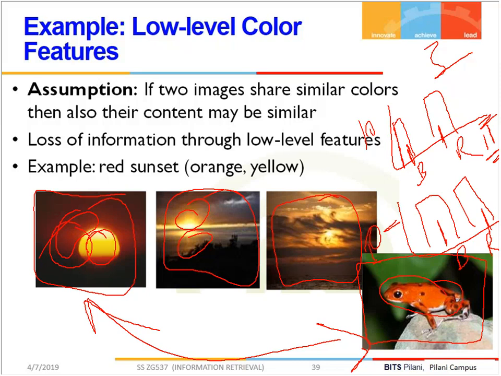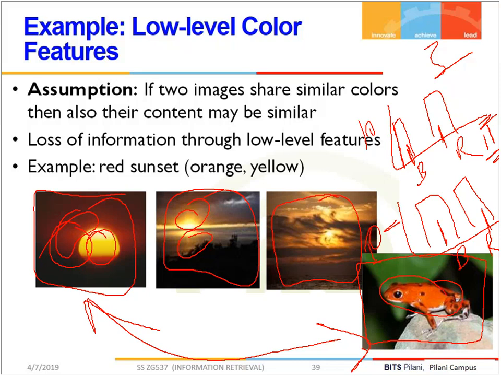So there is a loss of information here because we are considering only low level features, as in the number of pixels in each color. High level features could be the spatial distribution of pixels. So this is a major disadvantage here.